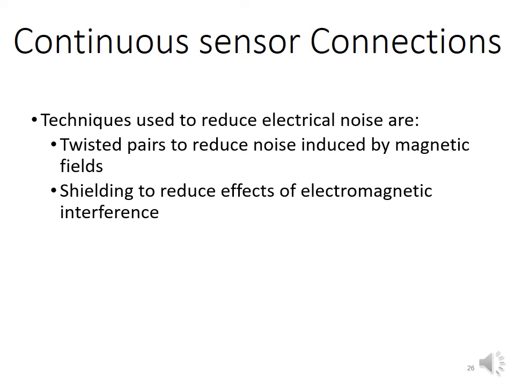In shielding, we apply a shield around the conductors that carry the signals. This shield will reduce the amount of electromagnetic interference that gets to the signal conductors.